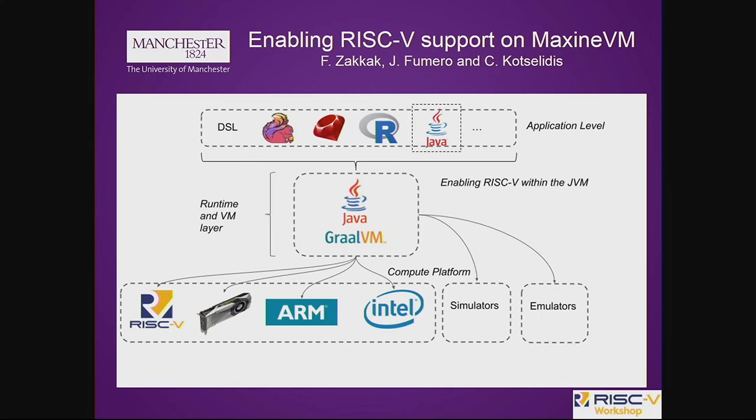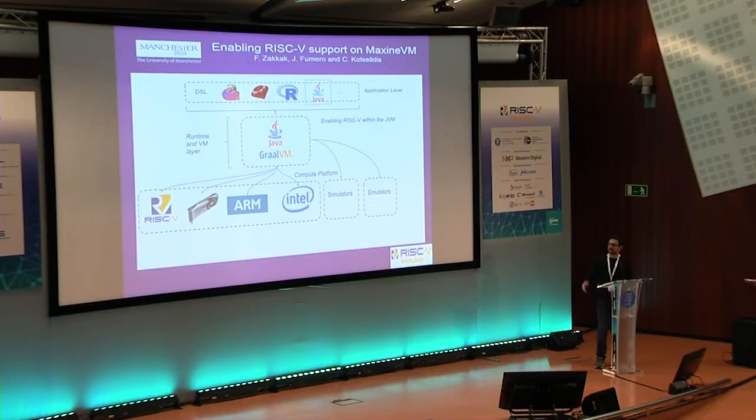What we present here is how to enable RISC-V support on the Maxine virtual machine. In one sentence, what we do is compile Java programs at runtime in order to be executed on the RISC-V architecture. To do so, we base on an existing virtual machine called Maxine VM. Maxine VM is a research project that started a few years ago in Oracle Labs, and we took it at the University of Manchester to do our research.